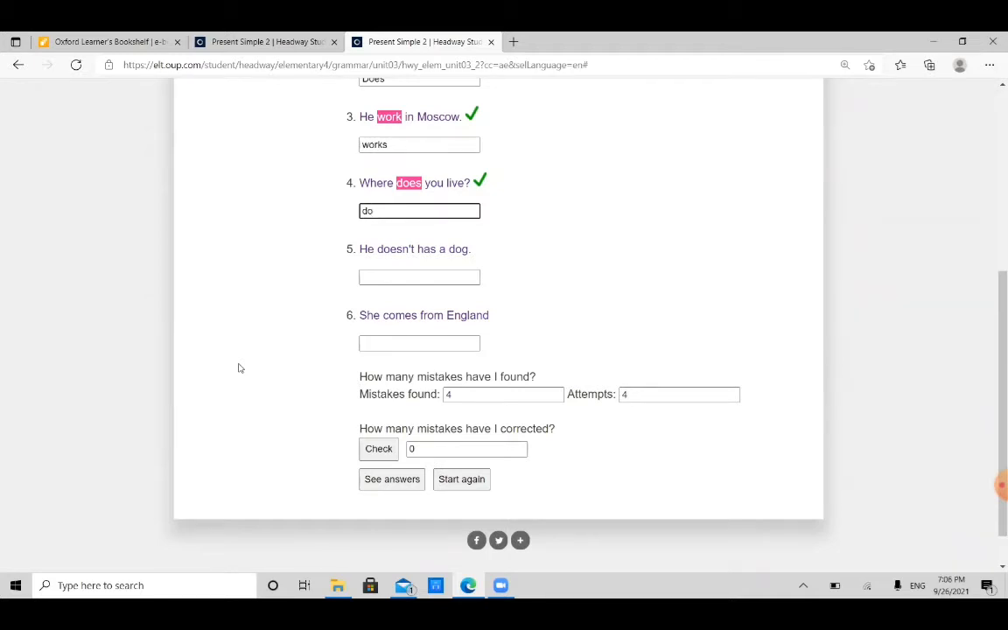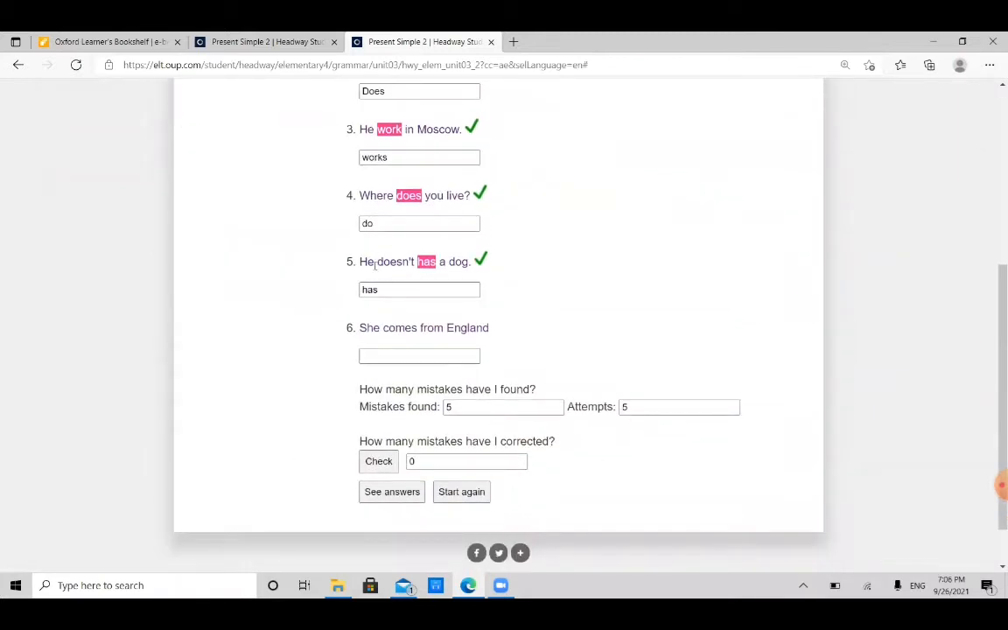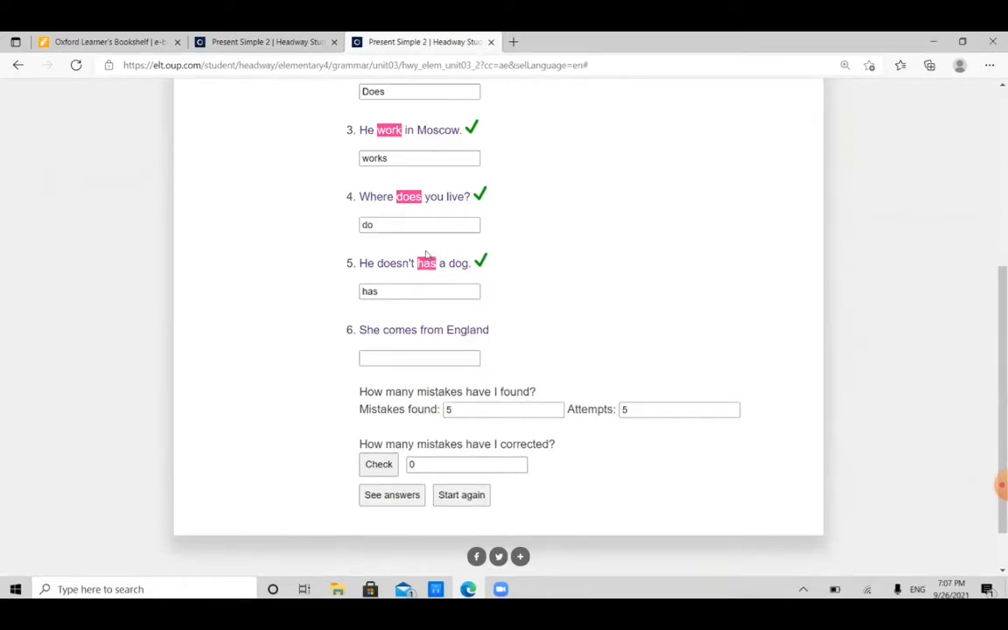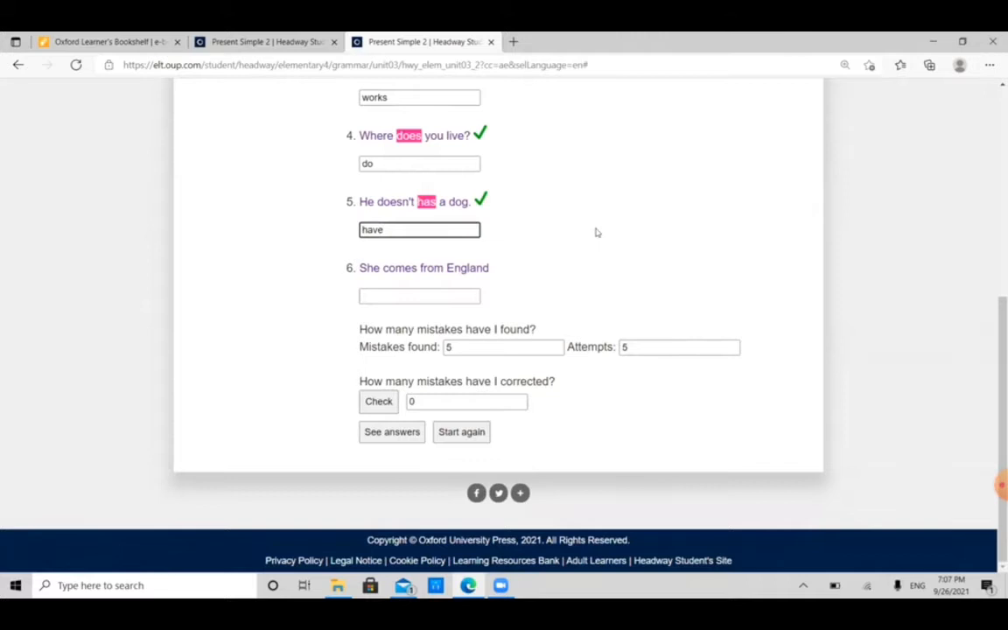He doesn't have a dog. Yes, exactly. So does, we leave it because the subject is he, but we change has to have. Why do we change has to have? Because in negative, we use the base form. We don't make any change. We return it to its base form, original form. Thank you very much. Yes, who would like to do the last one?